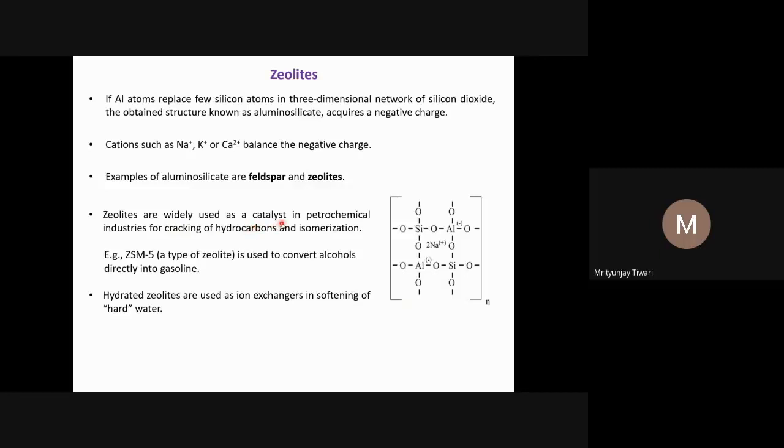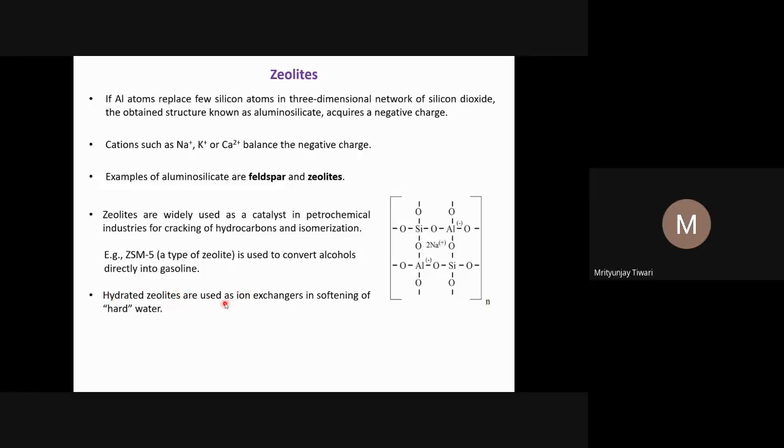Zeolites are widely used as a catalyst. Zeolites are what? They are aluminosilicates. They are widely used as a catalyst in petrochemical industries for cracking of hydrocarbons and isomerization. So, for cracking or isomerization of hydrocarbons, zeolites are used as a catalyst. The example is ZSM-5, which is a type of zeolite used to convert alcohols directly into gasoline, and this shows what the pore size of the zeolite will be. That is not in your syllabus.